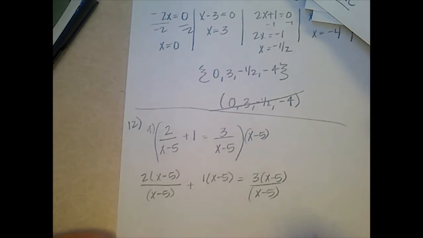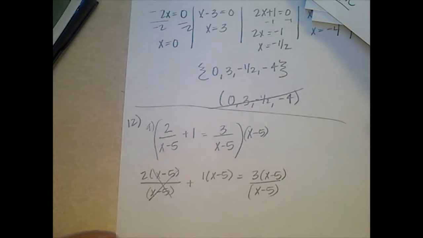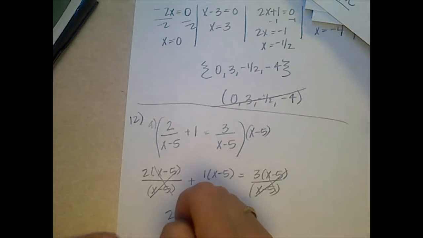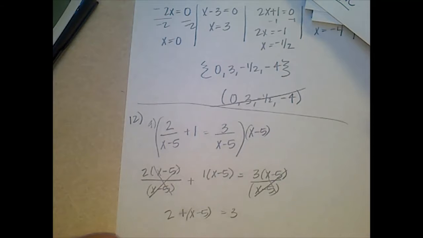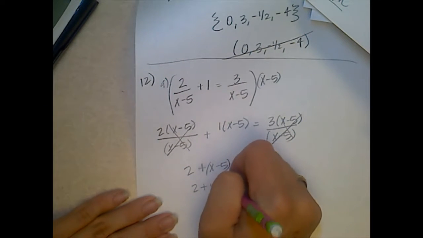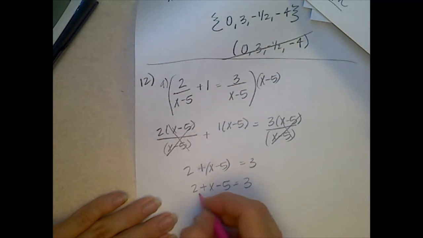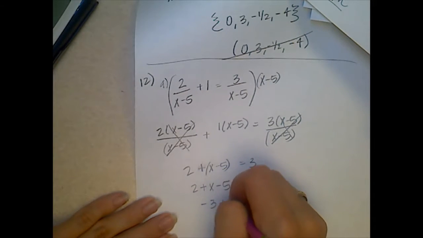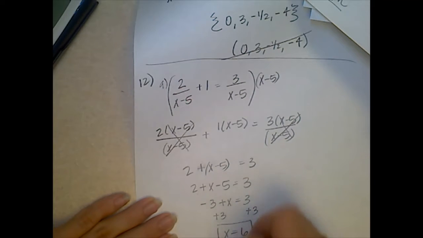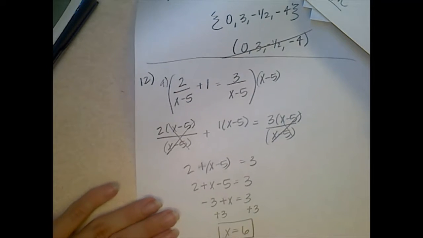Now what? I've got some things that cancel out. Cancel out. Cancel out. 2 plus x minus 5 equals 3. Well, now this looks a lot easier. 2 plus x minus 5 equals 3. 2 minus 5 is negative 3 plus x equals 3. Add 3 to both sides. X equals 6. Easy as that.